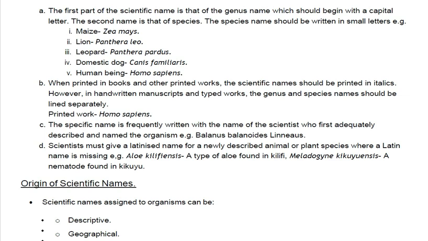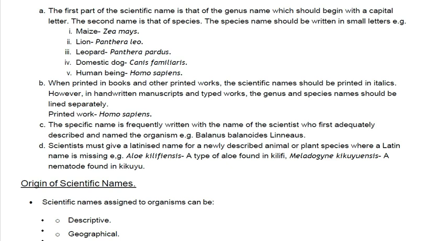C. The specific name is frequently written with the name of the scientist who first adequately described and named the organism, for example, Balanus balanoides Linnaeus. These scientists must give a Latinized name for a newly described animal or plant species, where a Latin name is missing, e.g. Strix kilimanjarensis, a type of owl found in Kilimanjaro, Meloidogyne kikuyuensis, a nematode found in Kikuyu.